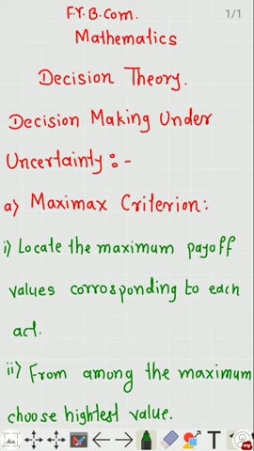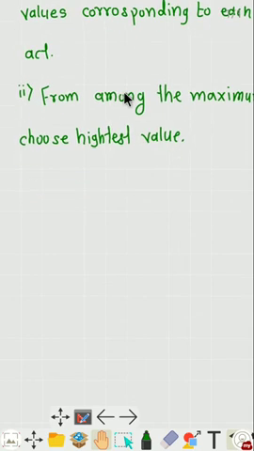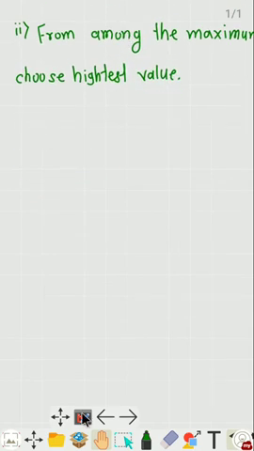The act corresponding to the highest value will be the decision. The above criterion is also called the optimistic criterion, and here the decision maker chooses the best of the best.